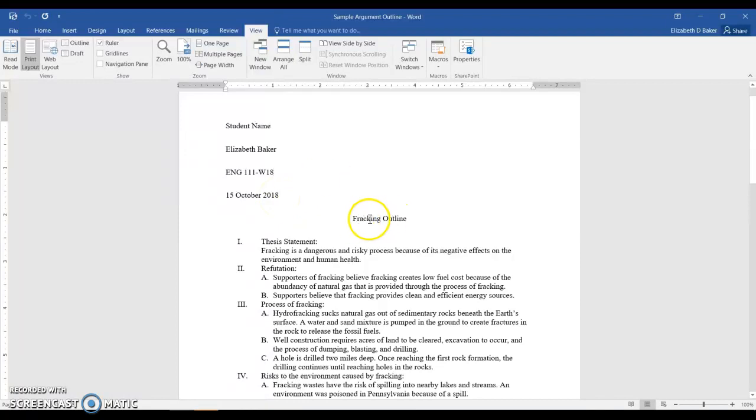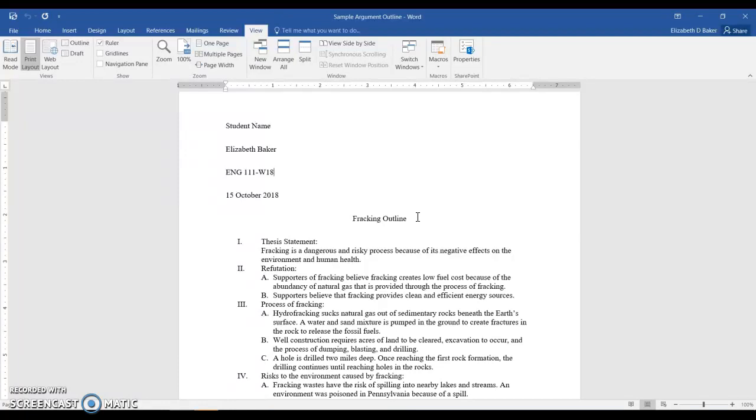Okay, so right here we have a title, and it just is fracking outline. So this student is clearly going to write about fracking. You can feel free to come up with a more creative title if you want to. But this is going to be our first formal paper for English 111, and that's why we're doing an outline.